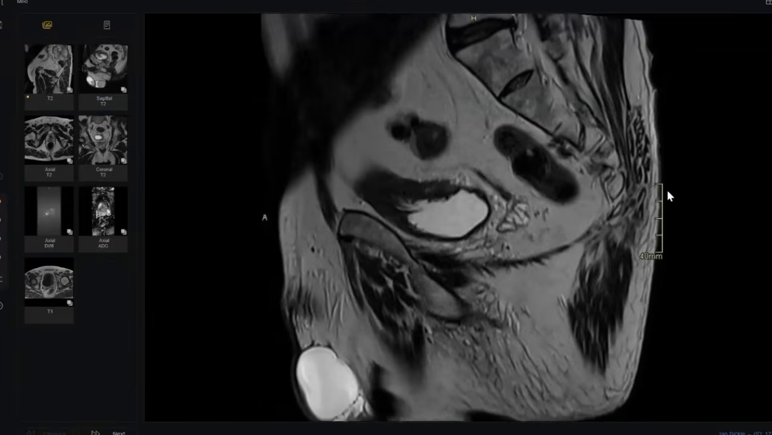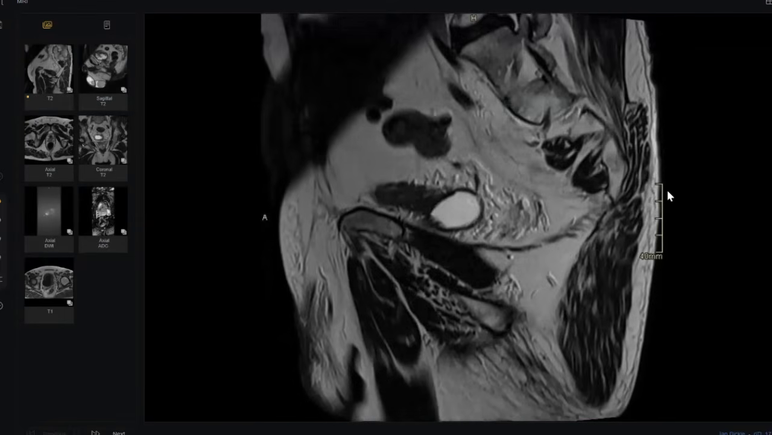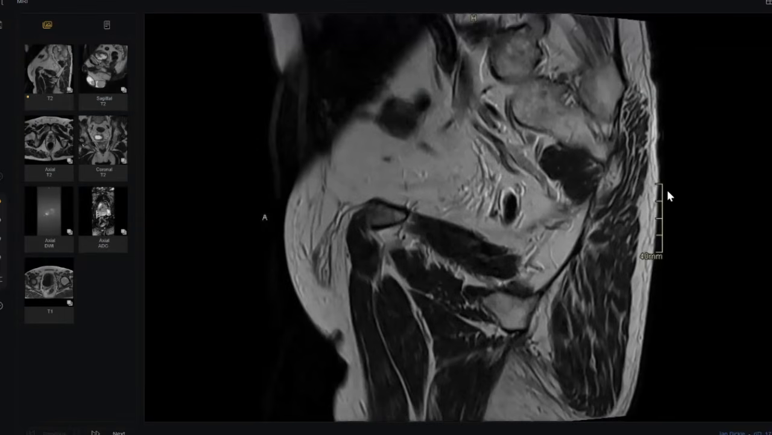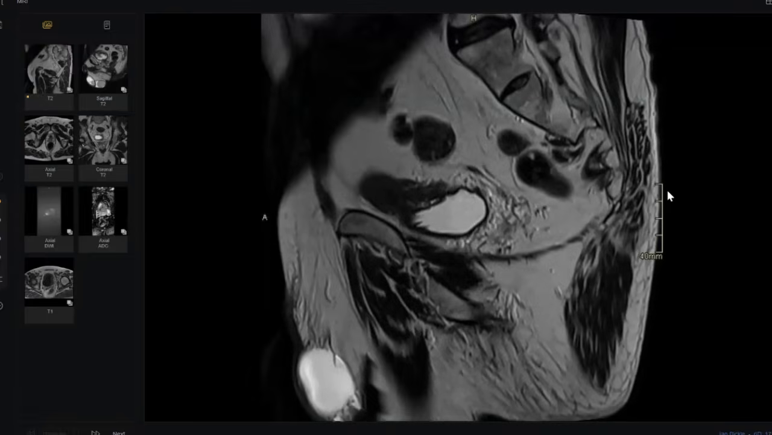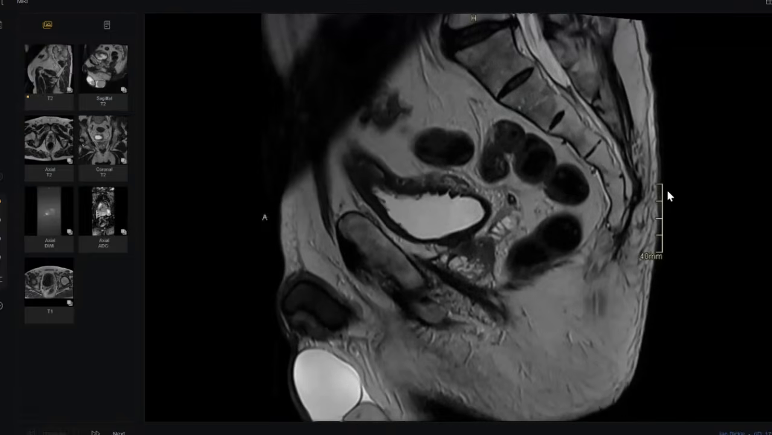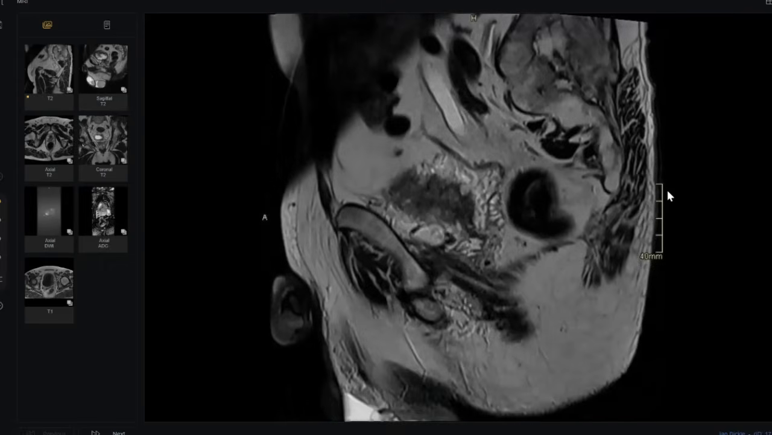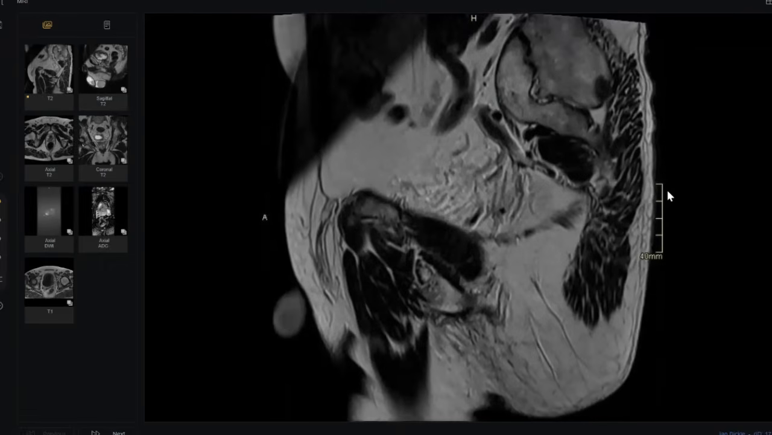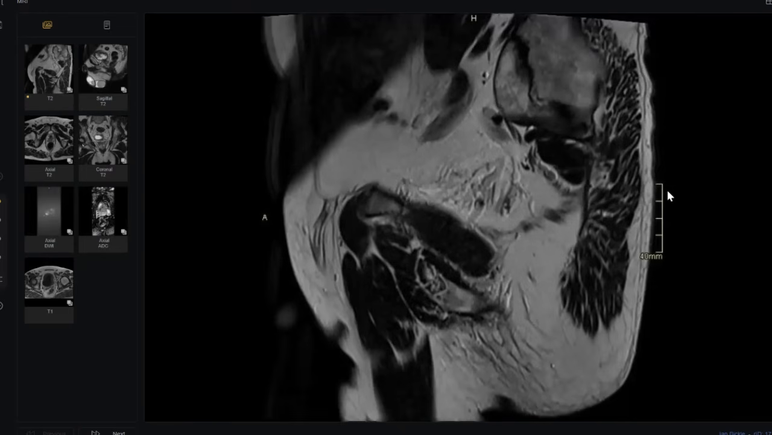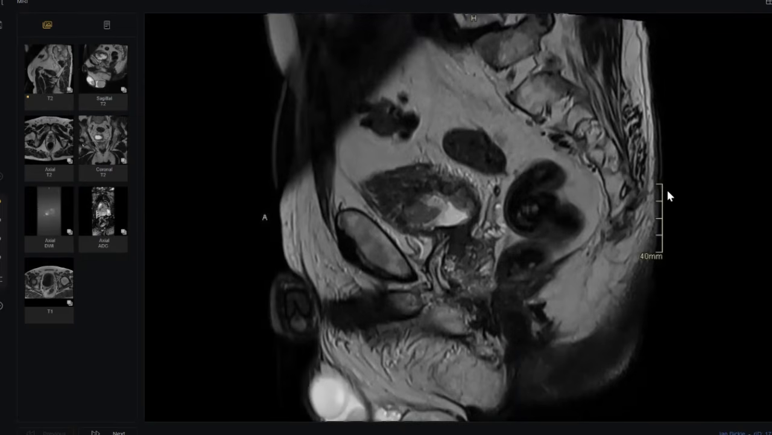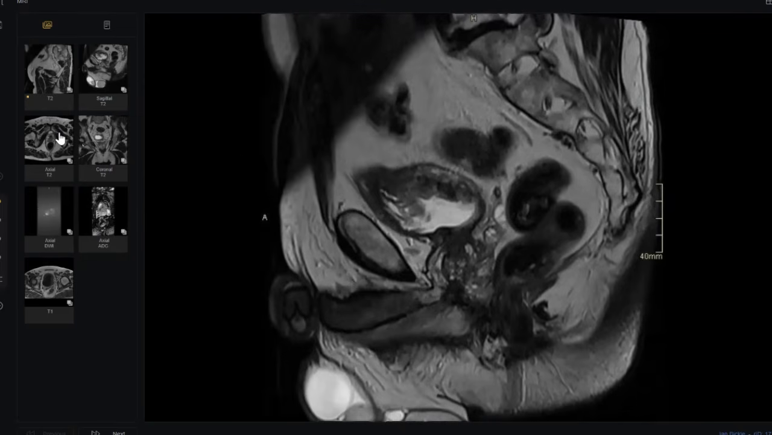Okay. On this, I can appreciate that the urinary bladder is mildly distended, and there is thickening along the walls of the urinary bladder with likely a soft tissue mass. The mass appears to be T2 slightly low signal intensity. I would like to see it on the other provided views, coronal.